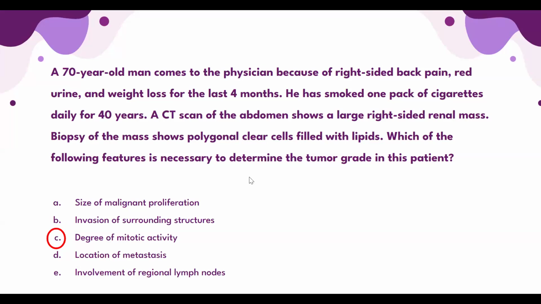These are all the things that are necessary for knowing the tumor grade. The rest of the things mentioned on the slide, the size of malignant proliferation, invasion of the structures, location of metastasis, regional lymph nodes, all of these are staging. These are responsible, or we need to know these for the tumor staging, not necessarily for the grading. And staging includes TNM, tumor, lymph nodes, and metastasis, and that's what the rest of them are more so for staging. All right, next question.